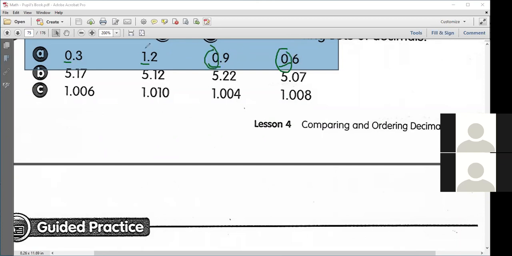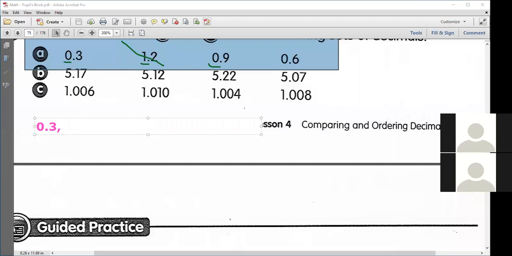I got 0, 0, 1, and 0. So which one is bigger, 1 or 0? 1. All right. So 1.2 cannot be the smallest. Let's look at 0.3, 0.9, and 0.6. Which one is smallest? 0.3 is the smallest. All right. 0.3 is the smallest. What's the next smallest?